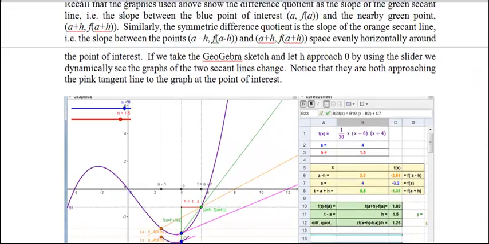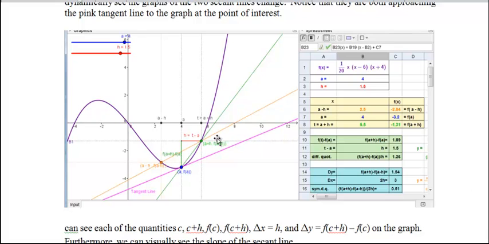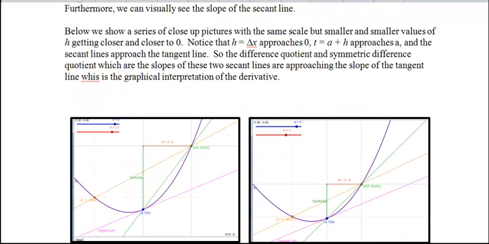How does this play out graphically? Well, remember in our picture here, the orange is the secant line that goes through the two nearby points, and so the slope of that orange line is the symmetric difference quotient. The green one with the same h goes through these 2 points, and that is also a secant line, and its slope is the difference quotient. So the slope of the green line is the difference quotient. The slope of the orange line is the symmetric difference quotient, and we'll see that they're approaching the slope of this pink tangent line. So the slope of that tangent line is the derivative.